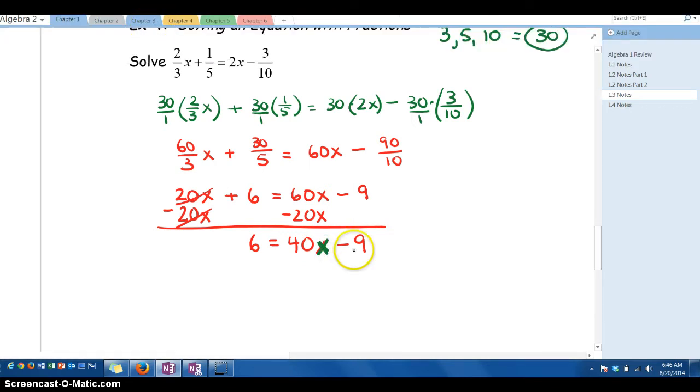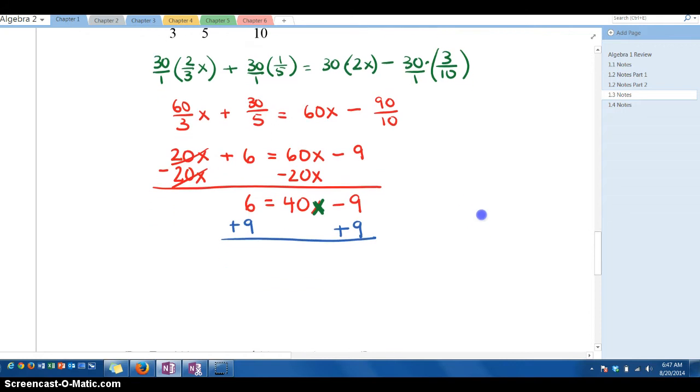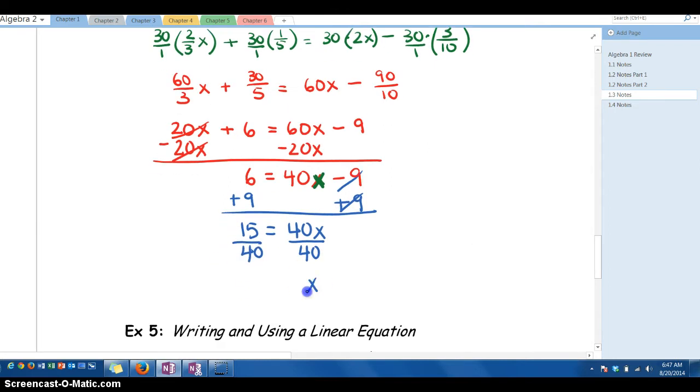And the only way I can get rid of 9 is by doing opposite. So I'm going to add 9 to both sides. So 6 plus 9 is 15. I'm going to bring down the equal sign, bring down the 40x, and negative 9 plus 9 cancels out to be 0. Last but not least, divide by 40 because I'm trying to get x by itself, and we end up with x equals 15 over 40.